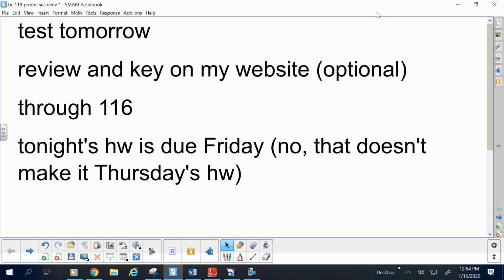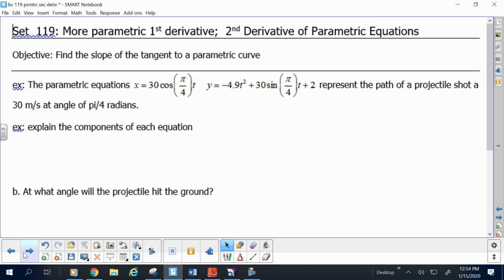This is a good one. You'll like it. You may need a calculator for some components, so if you get out a calculator, that would be great. All right.